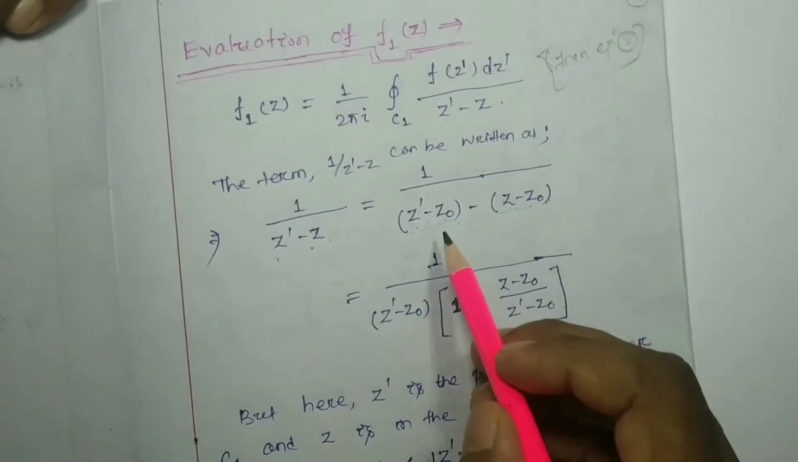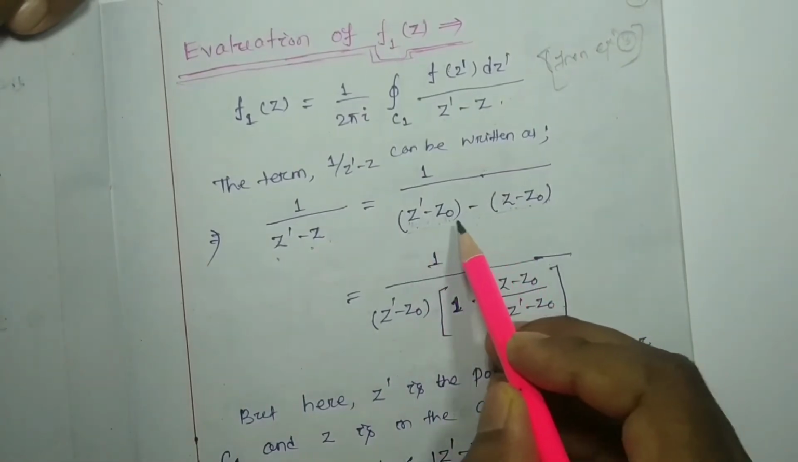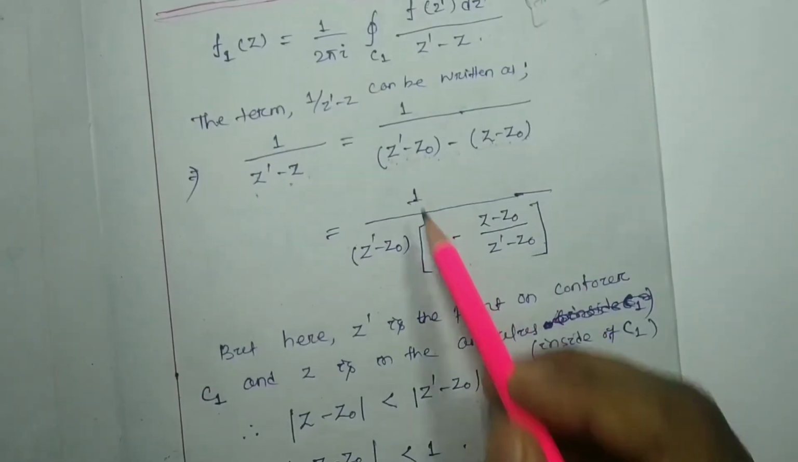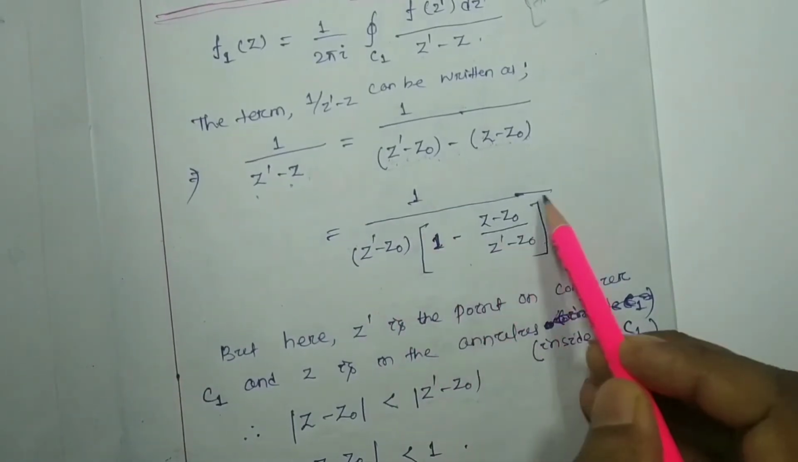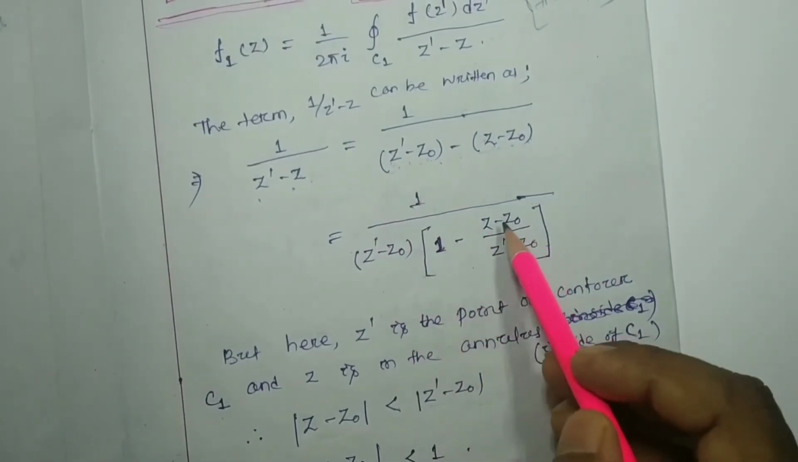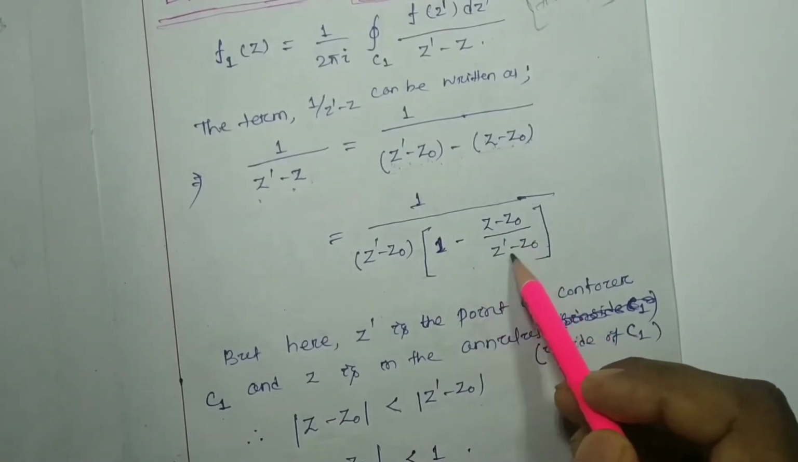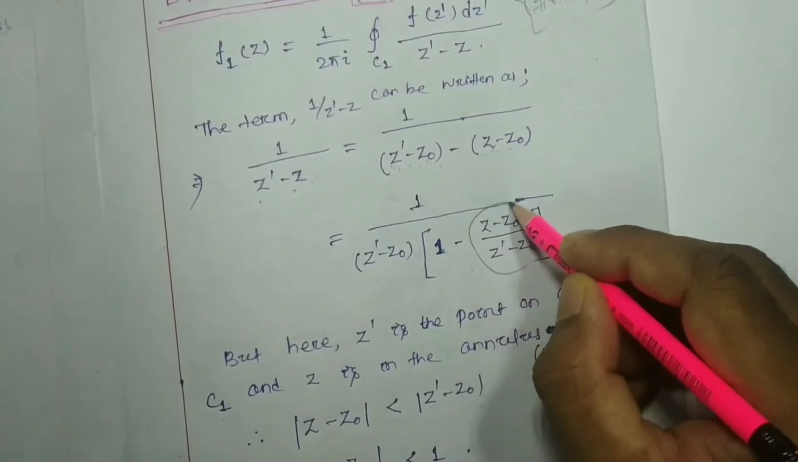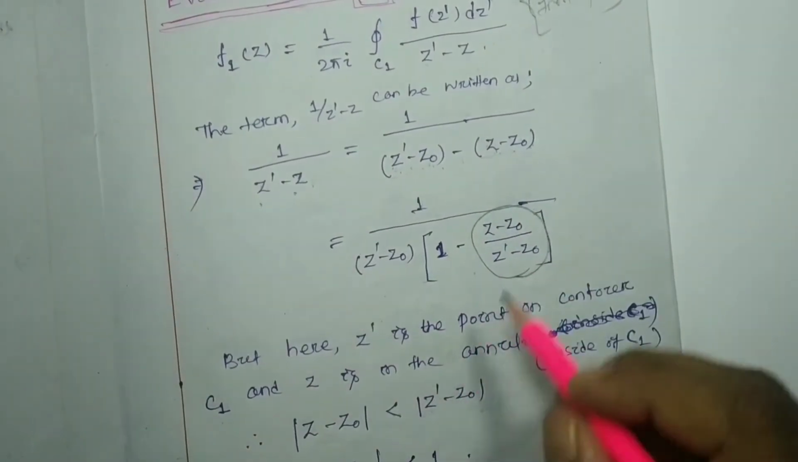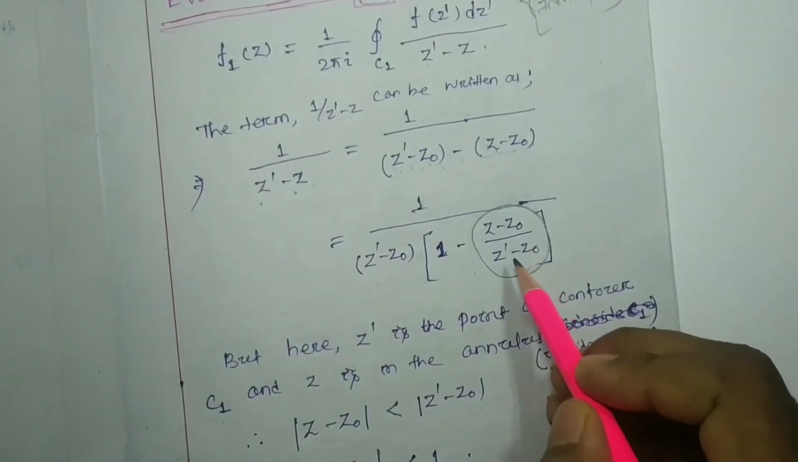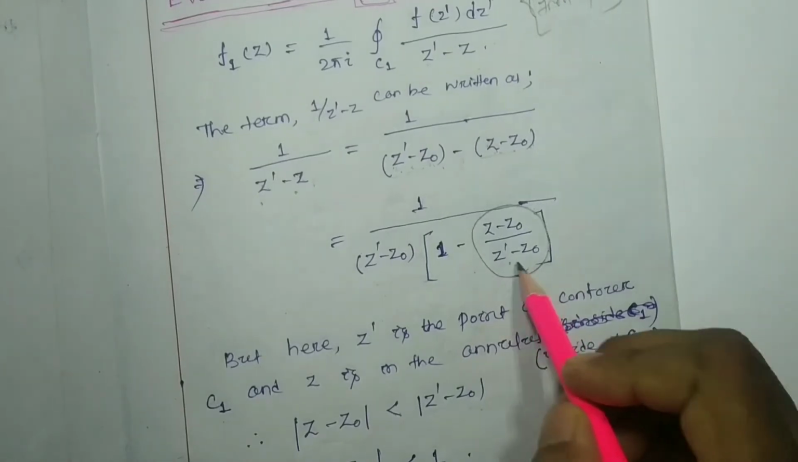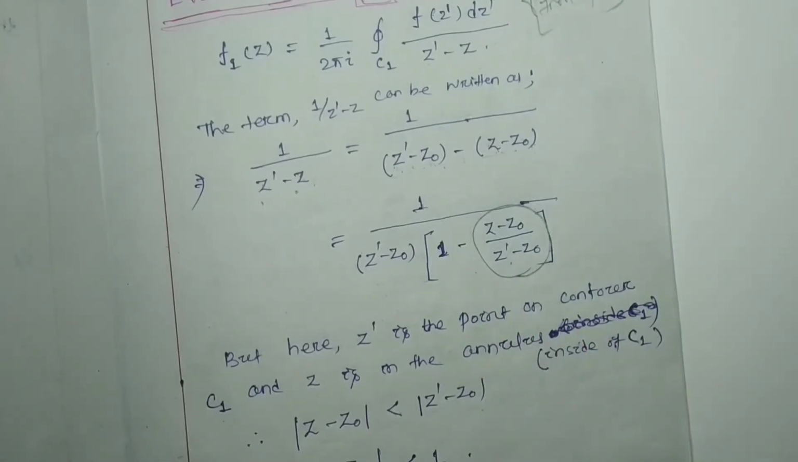So here you just take common z minus z0 from this term and this term. What are you going to get? 1 by z dash minus z0 whole into 1 minus (z minus z0) by (z dash minus z0). Now consider this term. What you are going to find out is whether this is less than 1 or greater than 1. For that we have to refer to the figure.